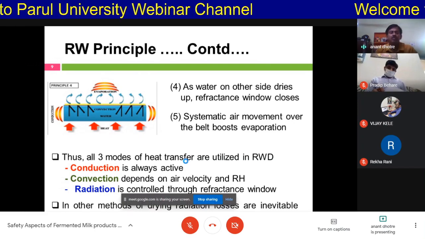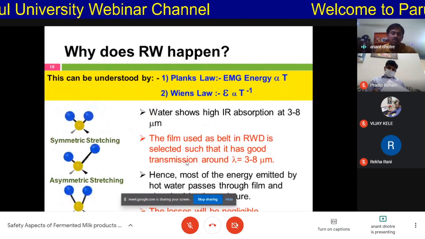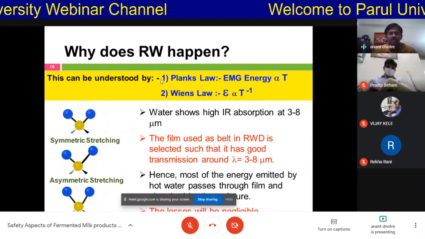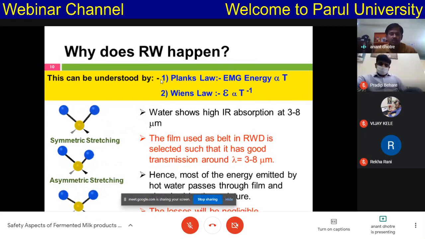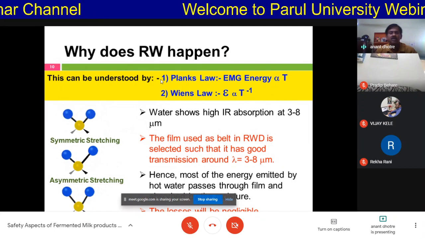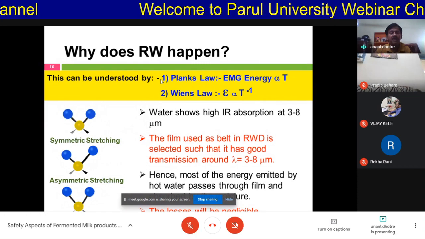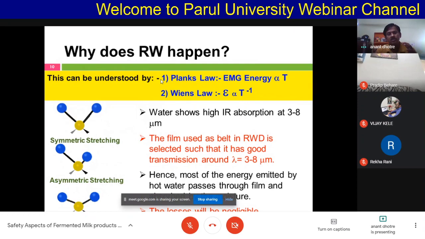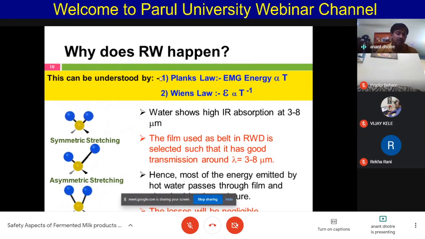Now if you go to the molecular level, why does this selective heating of water occur? We need to understand two laws. Planck's law, which says that the electromagnetic energy possessed by the waves is directly proportional to temperature, and at a particular temperature that electromagnetic energy attains its peak. And there is another, Wien's law, which states that epsilon, that is the emissivity of heat from a particular object, is inversely proportional to its absolute temperature.